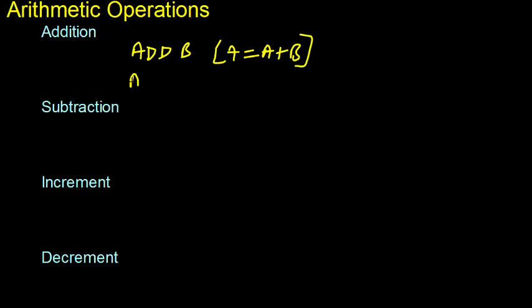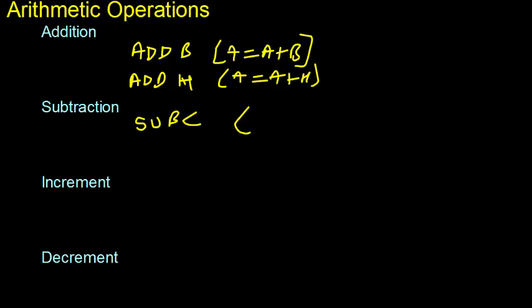Suppose we write the instruction ADD H, it means A equals A plus H. So this is one of the arithmetic instructions. There are also other arithmetic instructions, we'll discuss them afterwards. Then regarding subtraction, subtraction also involves A, it cannot be done without A. So if we write SUB C, SUB C means A equals A minus C.